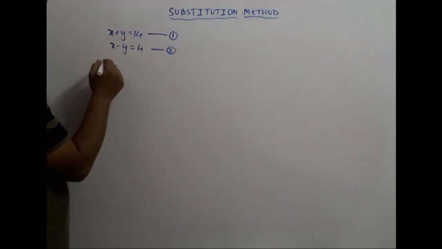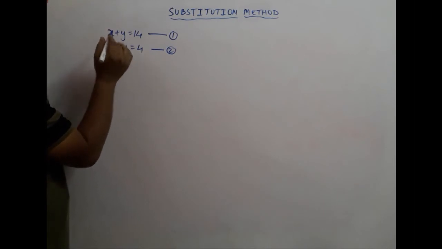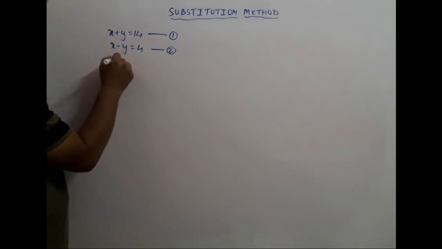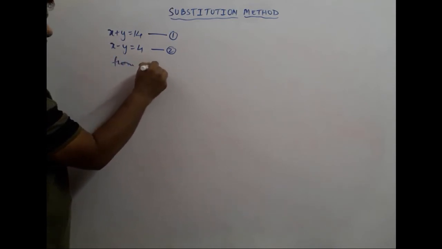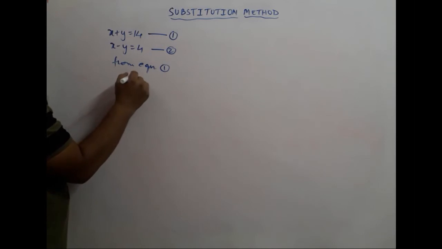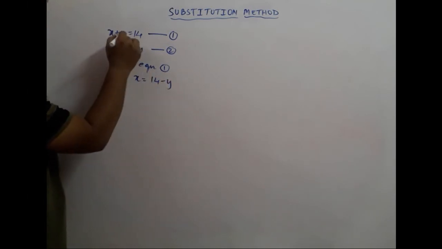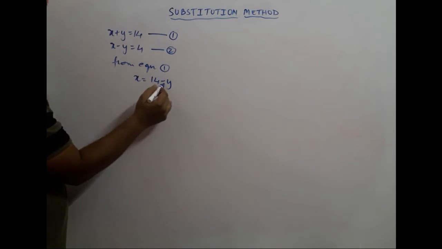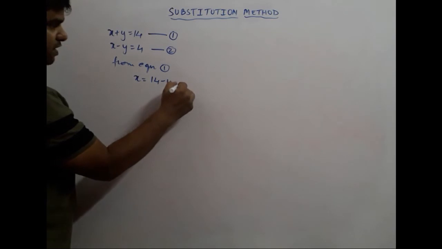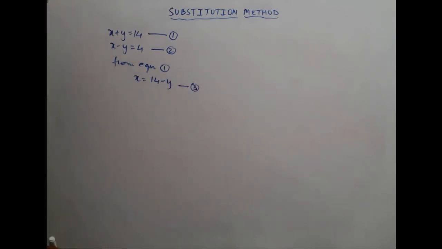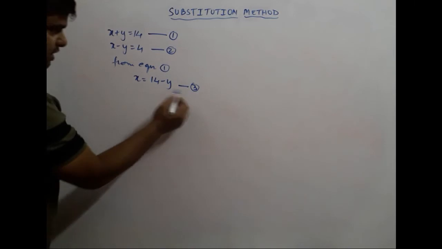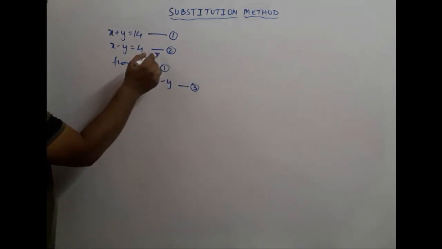In this case, I will keep x on the left hand side. So from equation 1, x is there and we get 14 minus y. Since y goes to the other side, it becomes negative. Now we get x equal to 14 minus y, and we mark this as 3. Now this 3 we will substitute in equation 2.